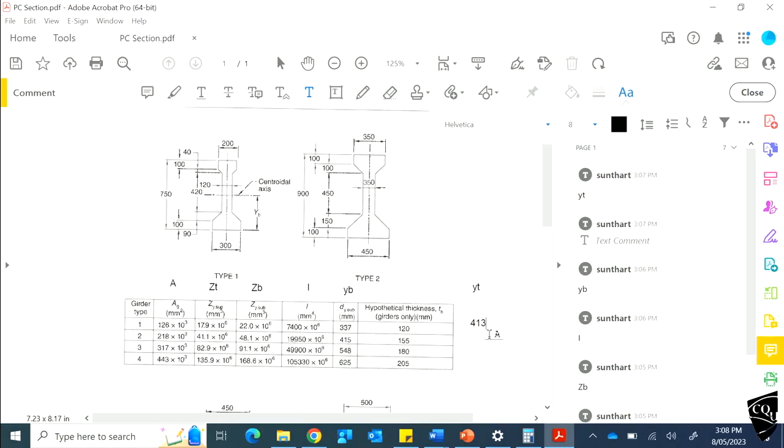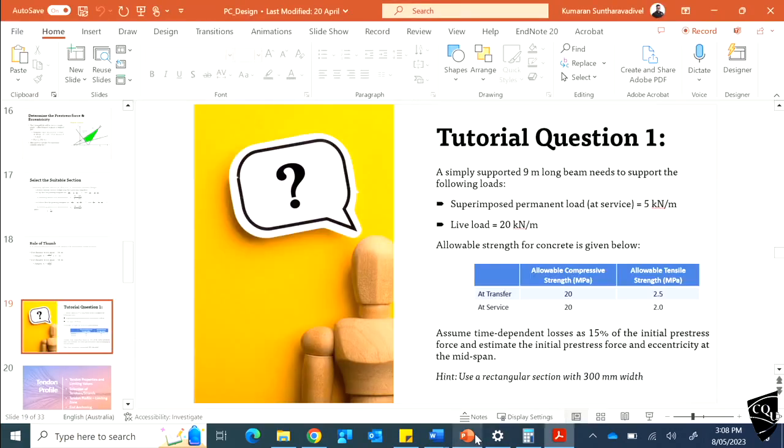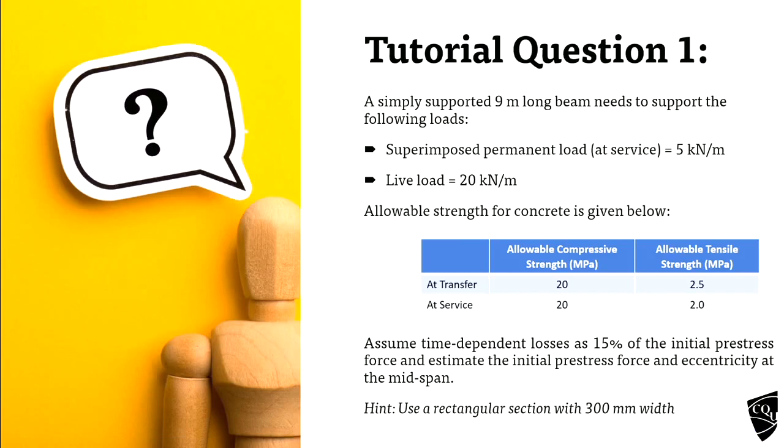Okay, selection of the section, and how to find out the pre-stress force. Any questions? So this is called initial pre-stress design. In this one, we know how to select a suitable section and how to find out initial pre-stress force and how to find out initial eccentricity. Yeah? So not initial, what is the eccentricity?